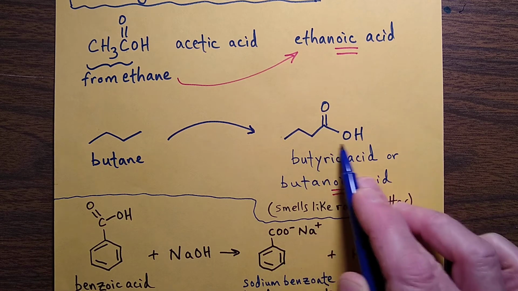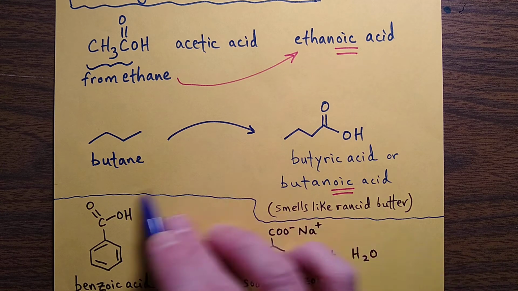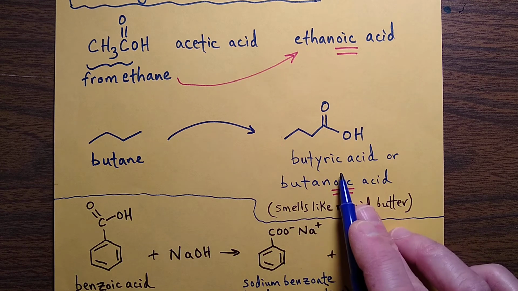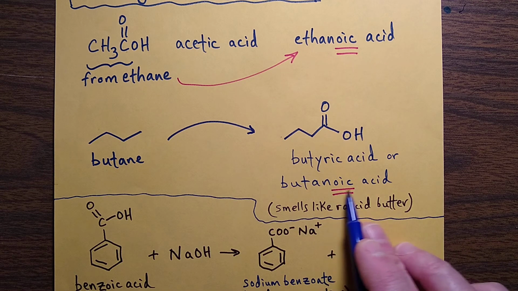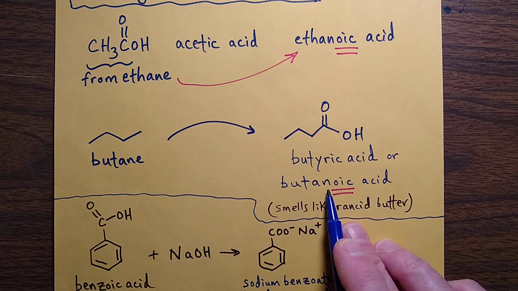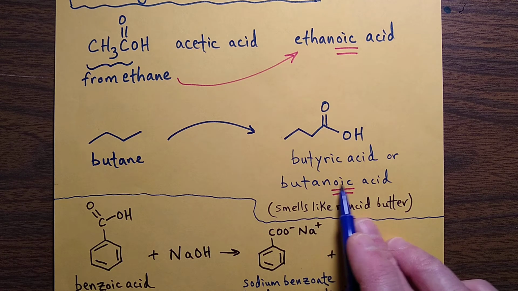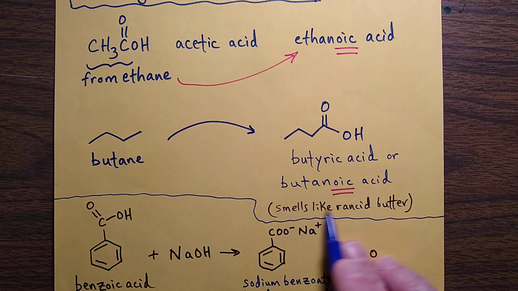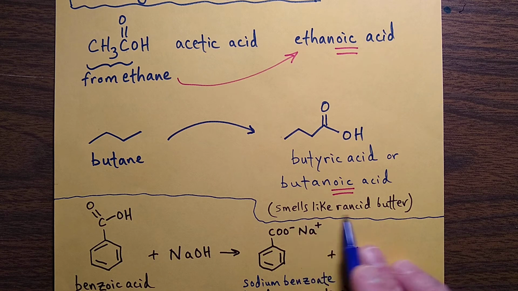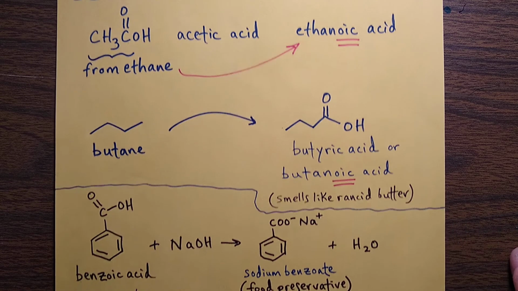Here's your carboxyl group at the end, so this is based on butyric, that's the common name, butyric acid, but the more formal modern name is from butane. You drop the E and add the OIC acid, butanoic acid. Again, this stuff smells pretty bad.